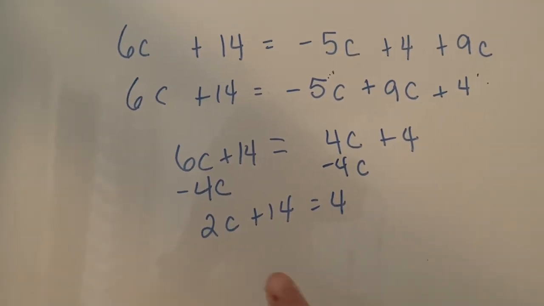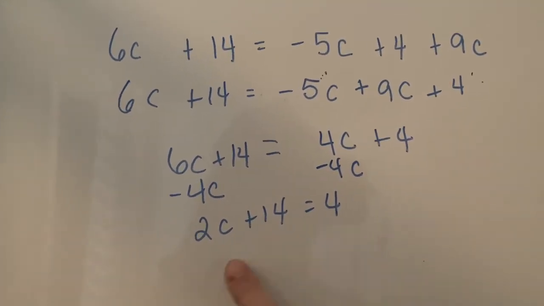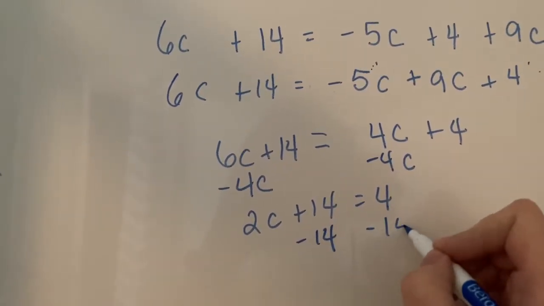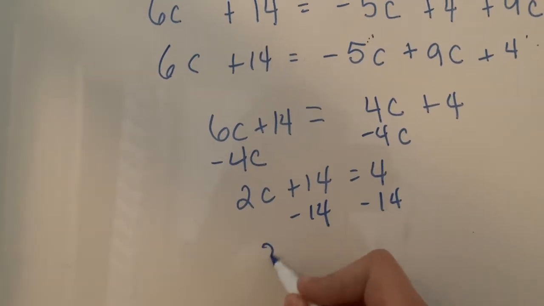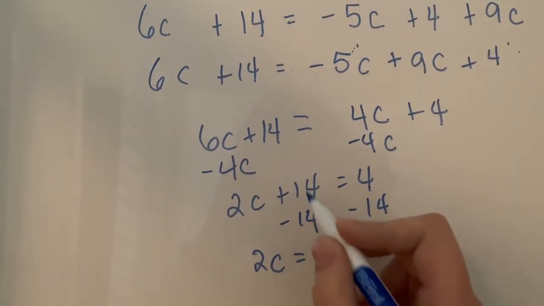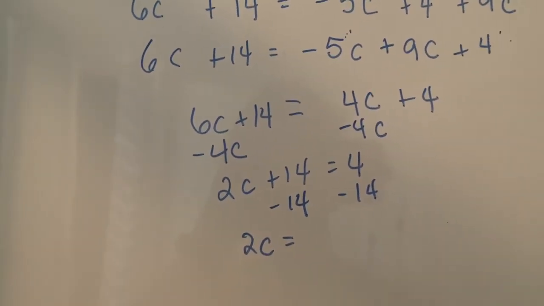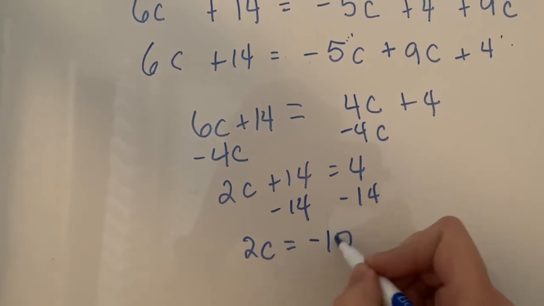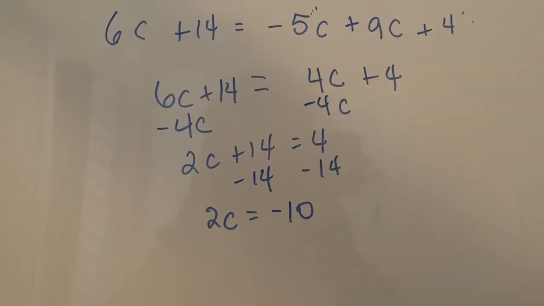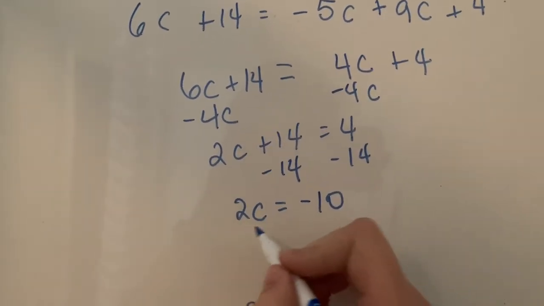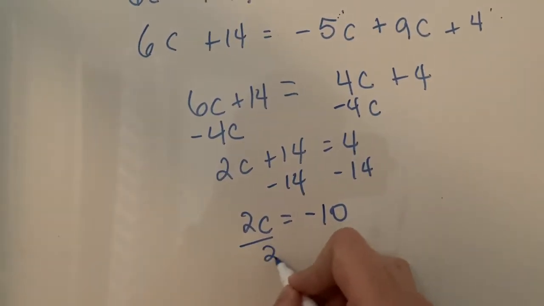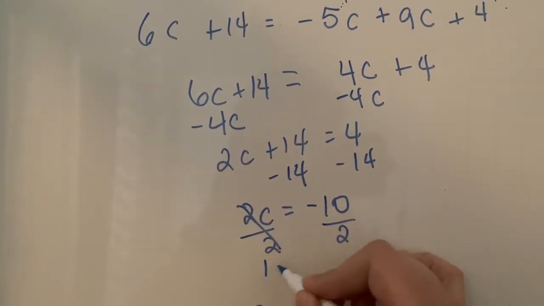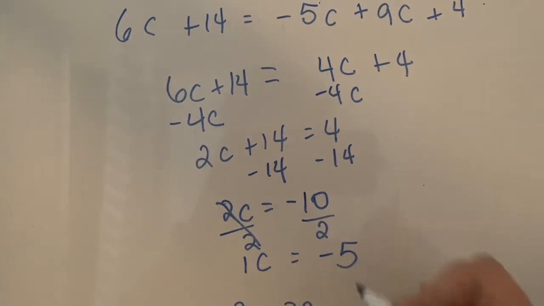All right, so now this should look very familiar to you, a standard two-step equation. Let's subtract 14 from both sides. Always doing those inverse operations or SADMAG. 14 minus 14 gives us 0. Adding 0 doesn't change the quantity. 4 minus 14 is negative 10. Well, shoot. Looks like I'm going to have negative numbers anyway. That's all right. 2 times c is equal to negative 10. Divide by 2. These become 1. 1c is equal to negative 5.